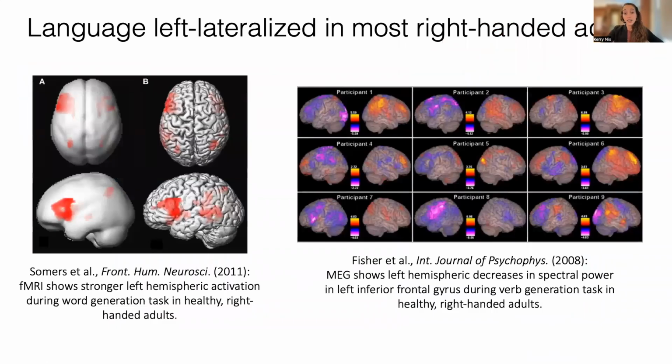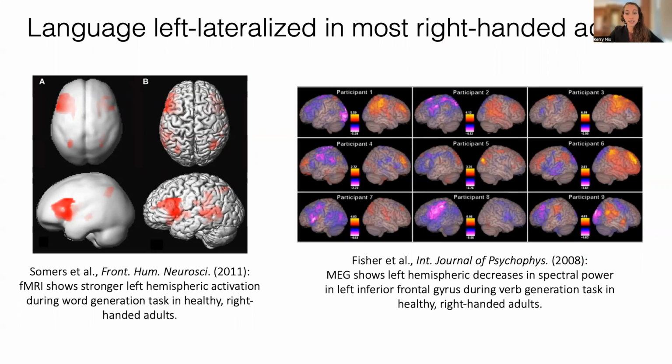So language is left lateralized in most right-handed adults, and lateralizing language is important both for the clinical evaluation of neurosurgical candidates and for studying language processing. The most established methods to do this are fMRI and MEG. fMRI maps language based on elevations in blood oxygen level dependent, or BOLD, signal, and MEG is a newer modality that identifies language cortex by measuring changes in magnetic field elicited during language tasks.